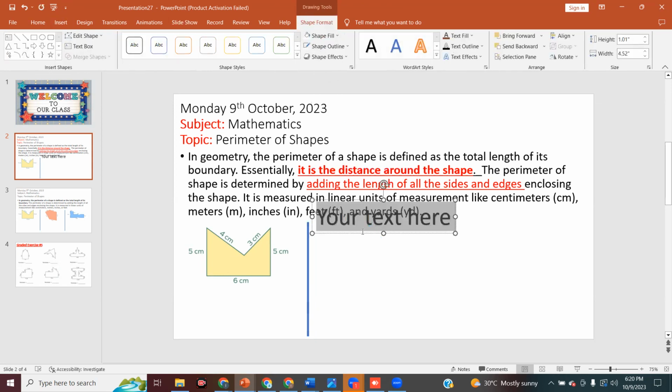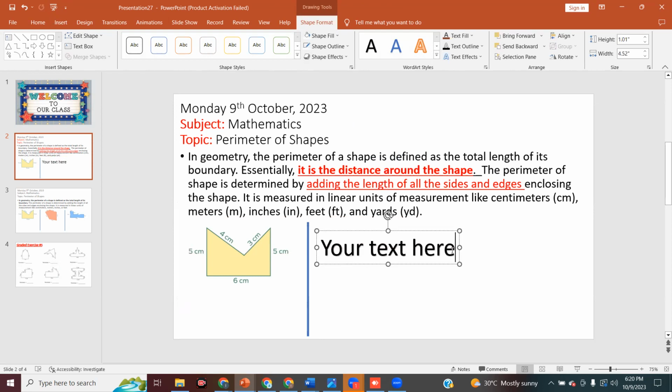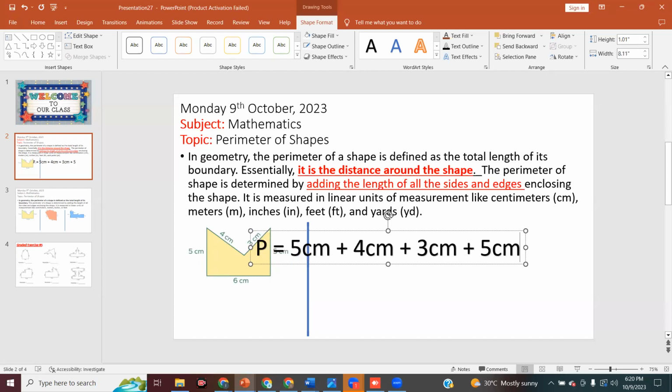Okay, so let's add it and put our work in. We could say the perimeter, and we're going to use the abbreviation P. So P is going to be equal to what? Let's start with this side. 5 centimeters plus 4 centimeters, plus 3 centimeters, plus 5 centimeters, plus 6 centimeters. Very good.